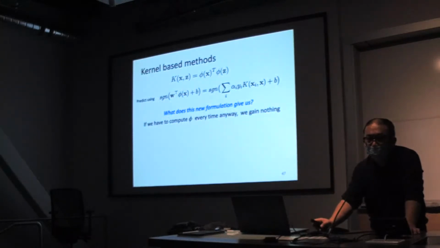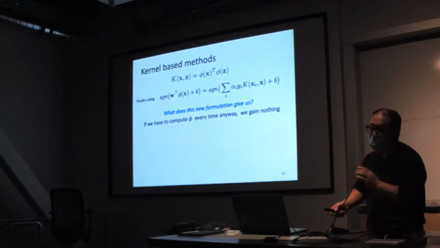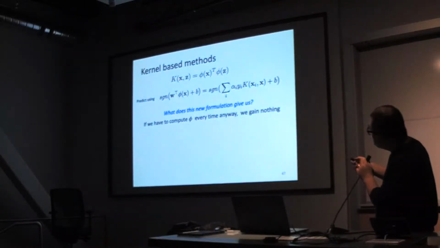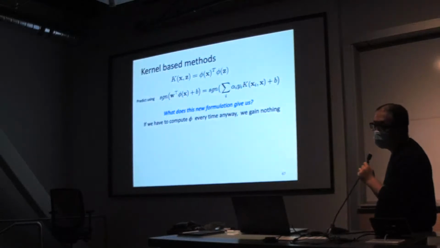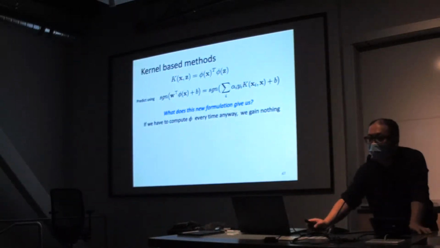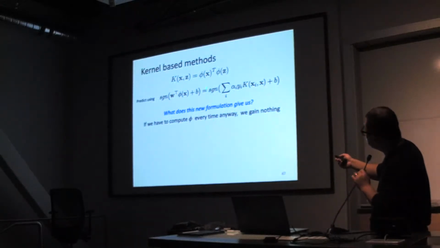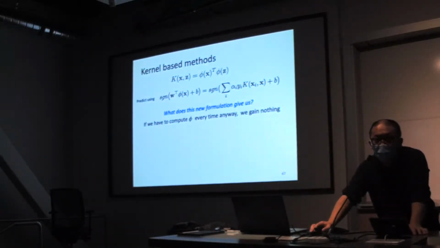But what if I can compute the value of k in another way? We would never need to explicitly compute phi and the dot product. Instead, we can compute this function k value in a much simpler way. If you can do that, that will make the prediction much cheaper, right? That's the idea.